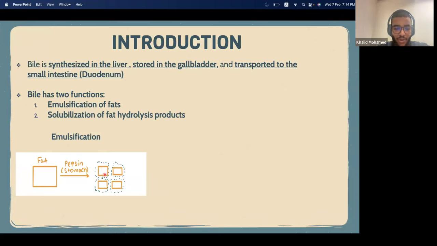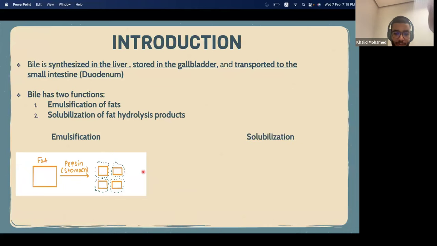And what's the point of having or isolating these small fat molecules? It's because the lipases from the pancreas cannot break down this huge fat molecule. They need smaller fat molecules to break them down or hydrolyze them. So that's why emulsification is a very important process.